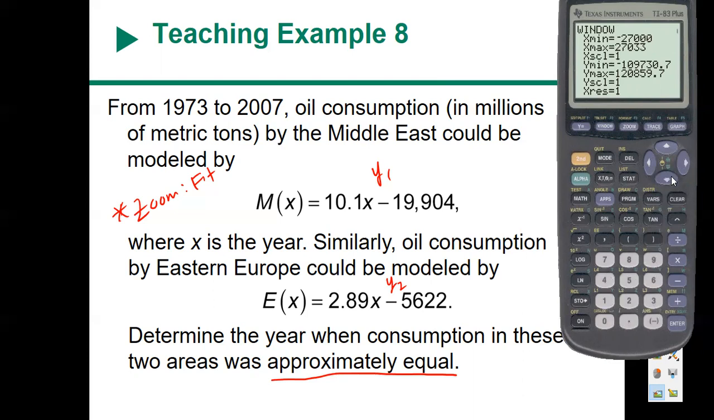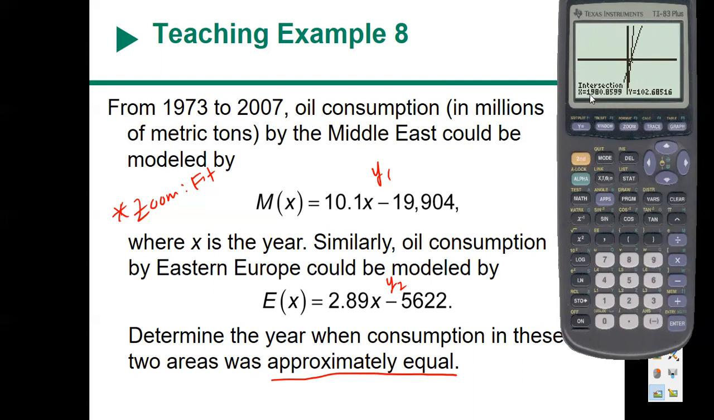My scale? 1. Okay. The Y min is negative 60,793. The max is 60,793.6. Is what I got on there. For the scale, 1. Oh, there it is. Oh, there you go. See, it looks like mono. And now I hit second trace. And I go 5. And how many times do I press enter? 3.